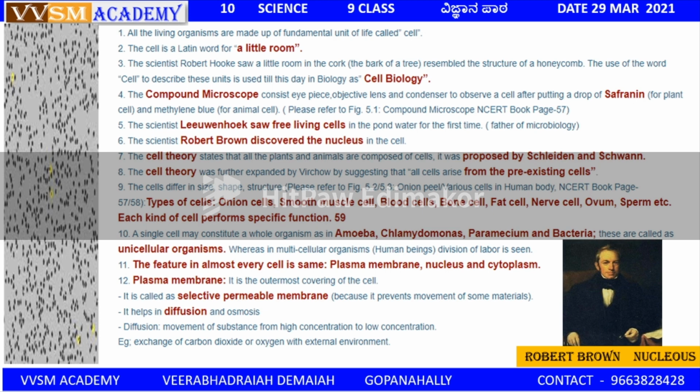The use of the word cell to describe these units continues to this day in biology as cell biology. Then compound microscopes and simple microscopes helped us to know the components of the cell.